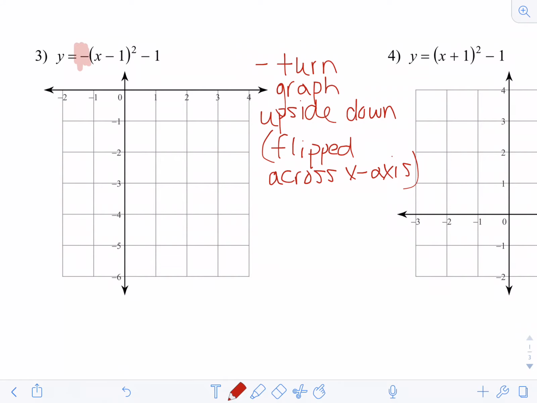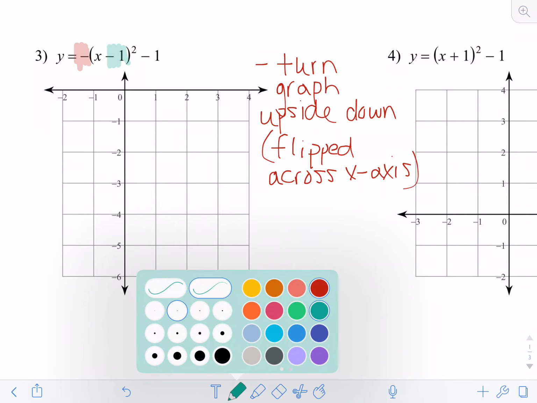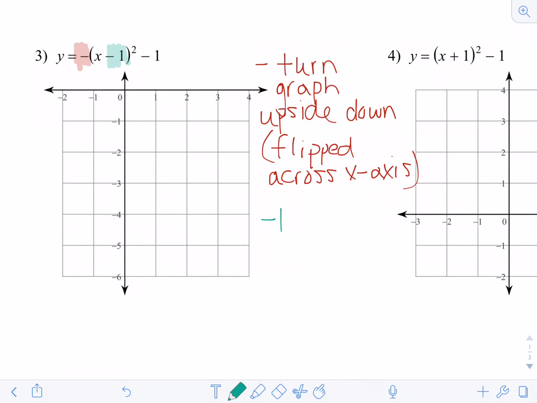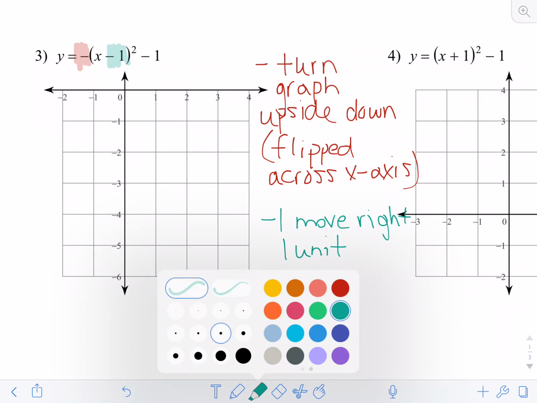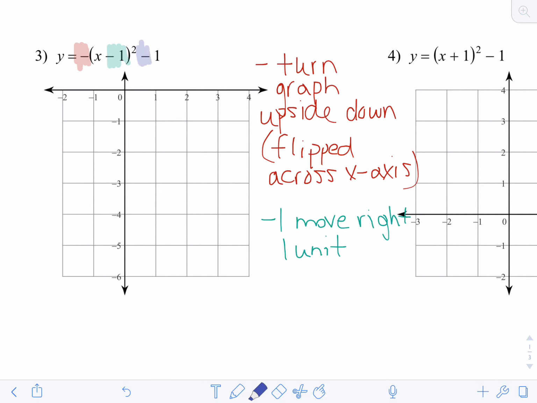Okay, so the next thing that we have here is this -1. So the -1, that is going to move everything right 1 unit. And then I have this -1 in the back. The -1 in the back is going to move everything down 1 unit. So I'm going to go ahead and put this into y equals. So I have negative parentheses x minus 1 squared minus 1.